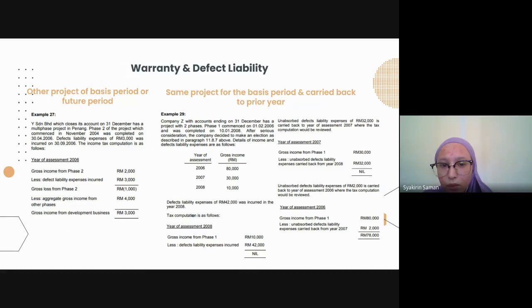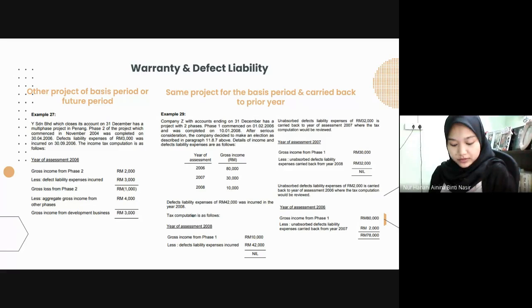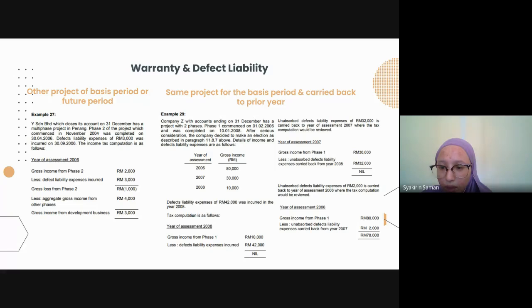Next is warranty and defect liability. Any defects in a building which become apparent within a period of 18 months have to be repaired or made good by the property developer at its own cost and expenses within 30 days of receiving a written notice from the purchaser.